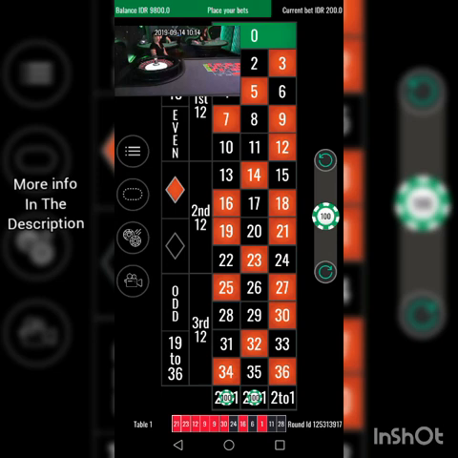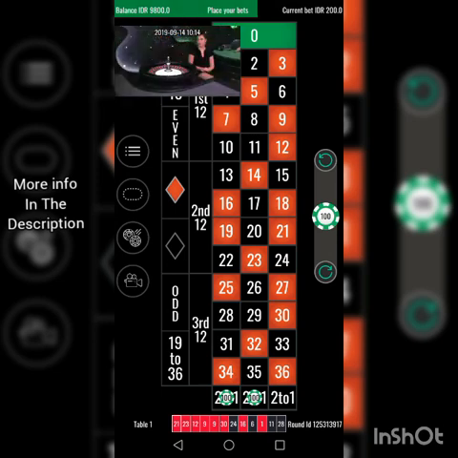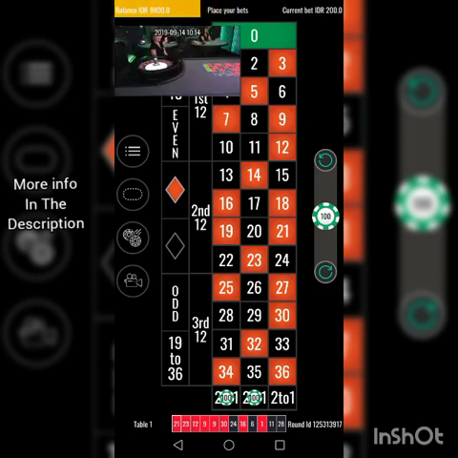This is the Velocio method. This is the easiest strategy for any beginners to implement on a roulette table. Make easy money. Total bet is 200 IDR. We're going to see what happens.